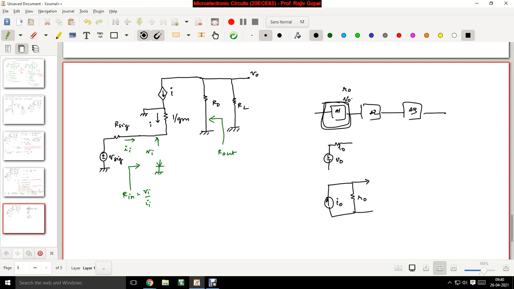This will go to A2. So the same thing I'll do here. Instead of having V signal and R signal, I will replace it with I signal and R signal, which are both connected in parallel.